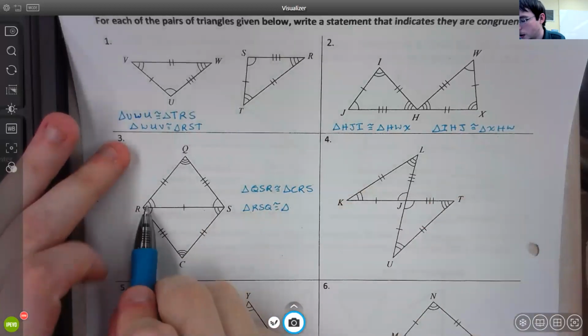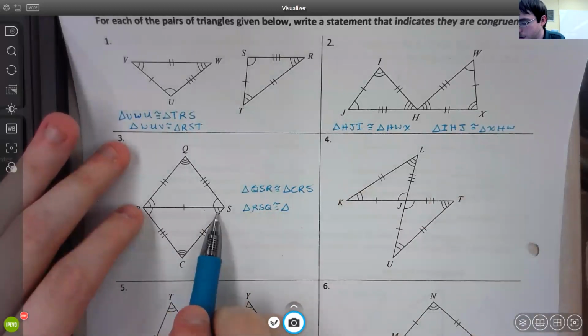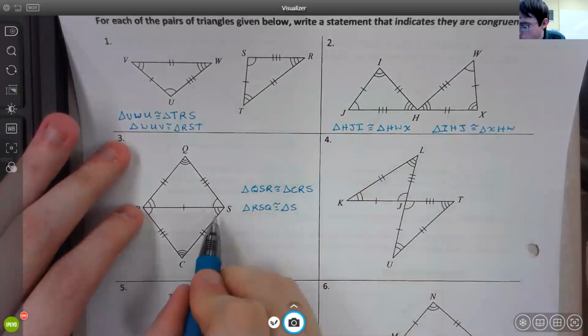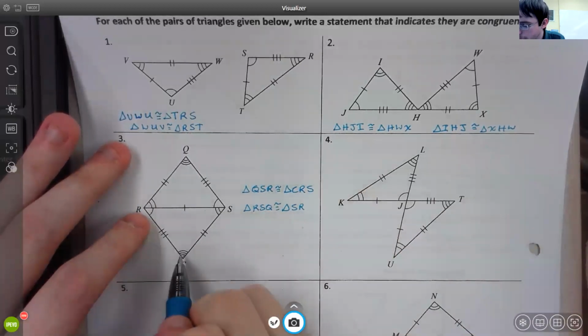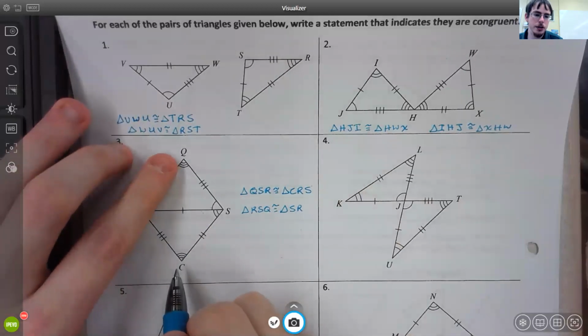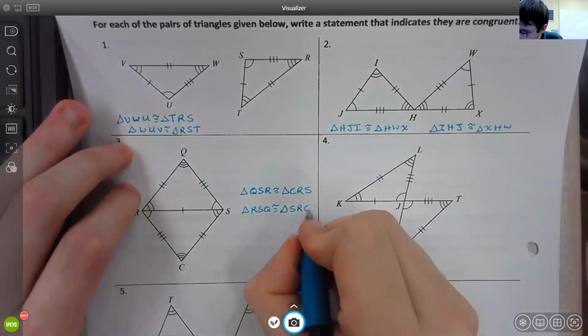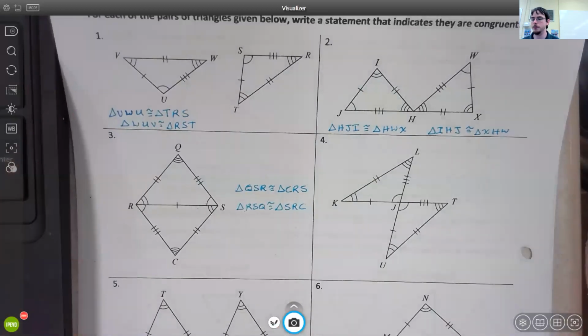Congruent. R has 2. S has 2 here. Then we go to 1 for R. And then we have to go to C because it has 3 and corresponds with Q.